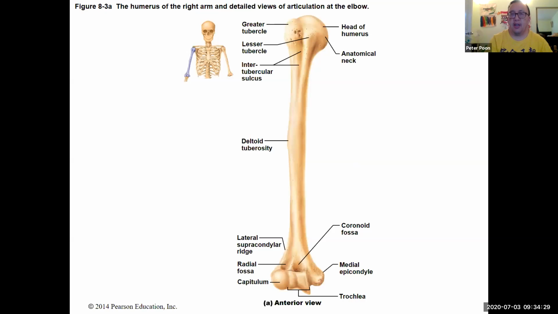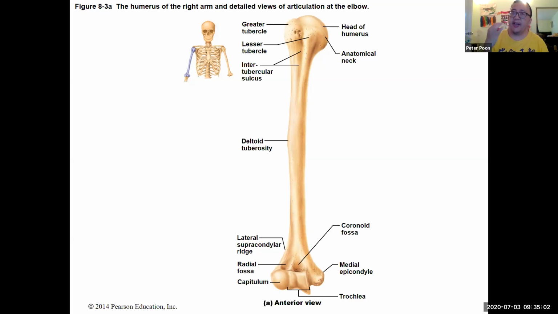Let's take a closer look at the humerus. Let's start with the top, the proximal epiphysis. The humerus, like a lot of bones, has a head. The head is usually round, so that's the head of the humerus. Behind the head is always a neck. If there's a head, there's going to be a neck. The humerus is the only bone with two necks.